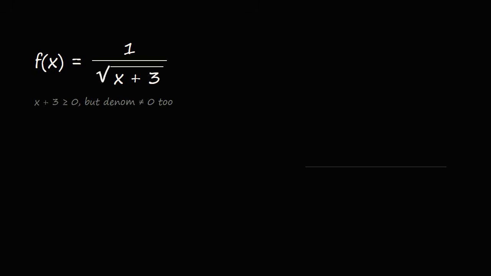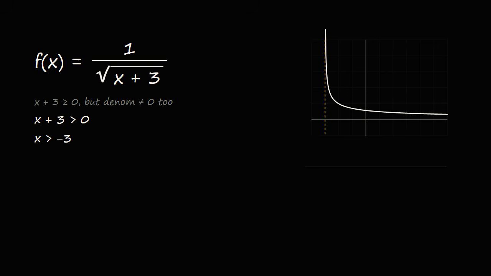We still need the inside to be non-negative, but remember the extra rule: since this square root is on the bottom of a fraction, it can't equal 0 either, or we'd be dividing by 0. So instead of greater than or equal to 0, we need x plus 3 strictly greater than 0. Subtract 3 from both sides. X is strictly greater than negative 3. Because negative 3 itself is excluded this time, we use a round parenthesis instead of a bracket. The domain is negative 3 to infinity, with negative 3 not included.